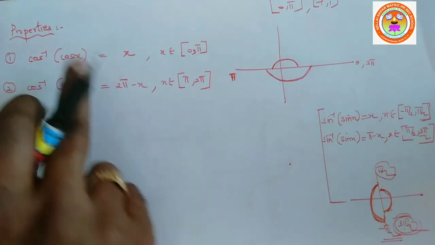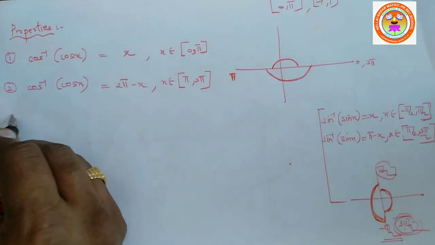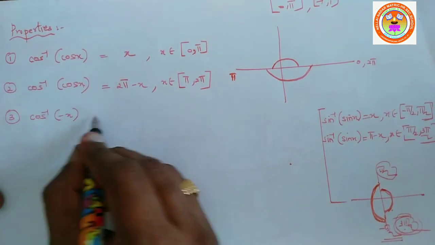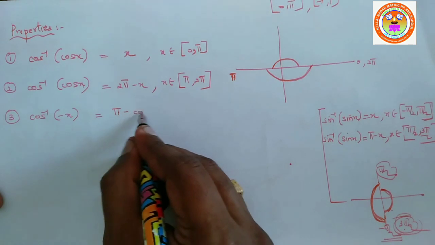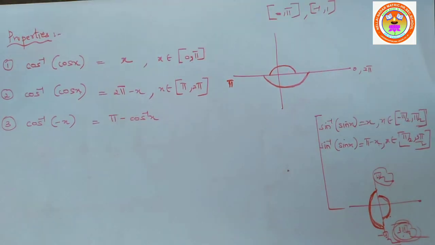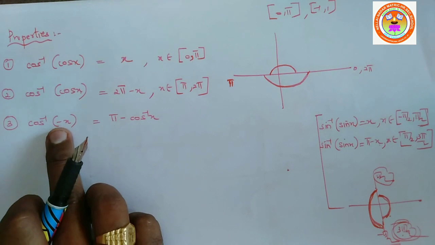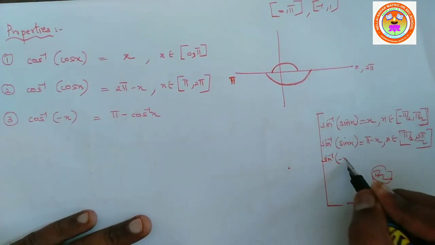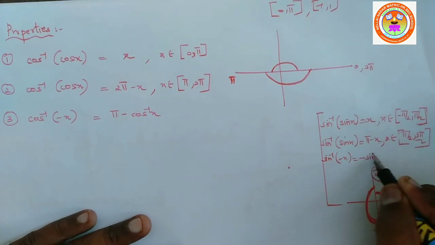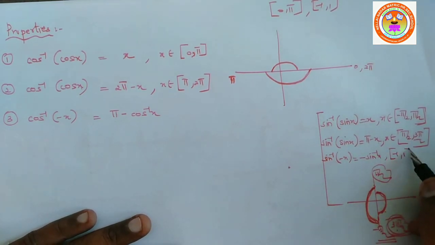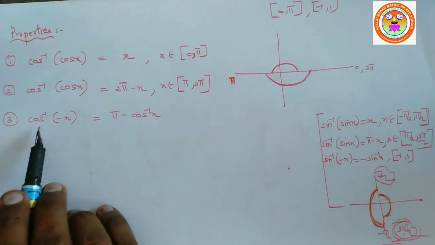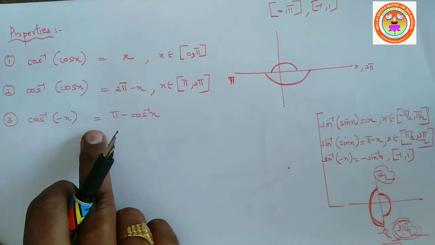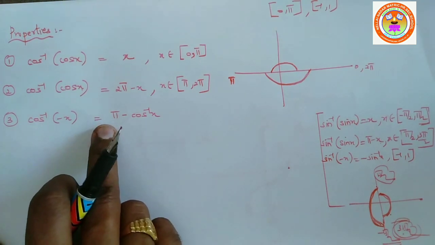So the third one, side by side we have seen this one also. Third property, cos inverse of minus x is nothing but pi minus cos inverse of x. This is a very important formula. Cos inverse of minus x is nothing but pi minus cos inverse of x. The same is done for sin inverse of minus x, which is nothing but minus sin inverse of x. The range is minus 1 comma 1. So no problem here. This one we are going to derive as the third sum, or fourth sum, I think, in our exercise 4.2.